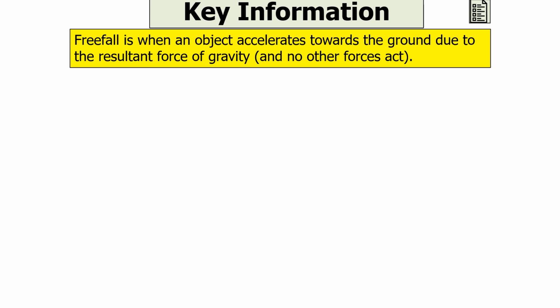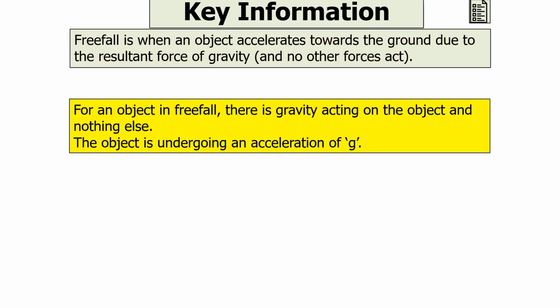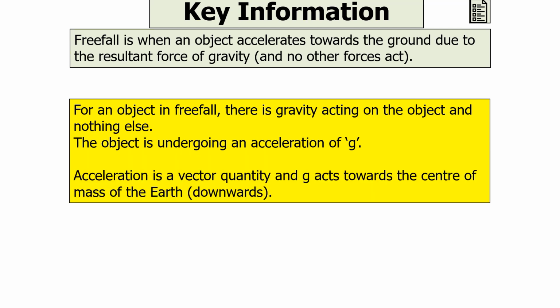Now freefall is when an object accelerates towards the ground due to the resultant force of gravity and no other forces act on the object. So for an object in freefall, there is gravity acting on the object and nothing else. So we know the object is undergoing an acceleration of g. Now acceleration is a vector quantity and g acts towards the centre of mass of the Earth, the centre of the Earth's gravitational field, which we perceive as downwards.